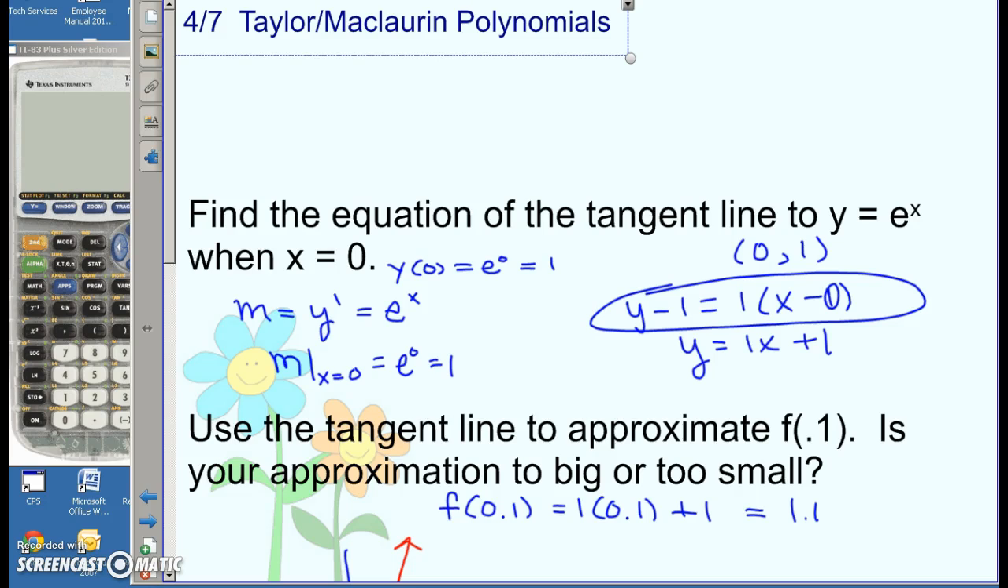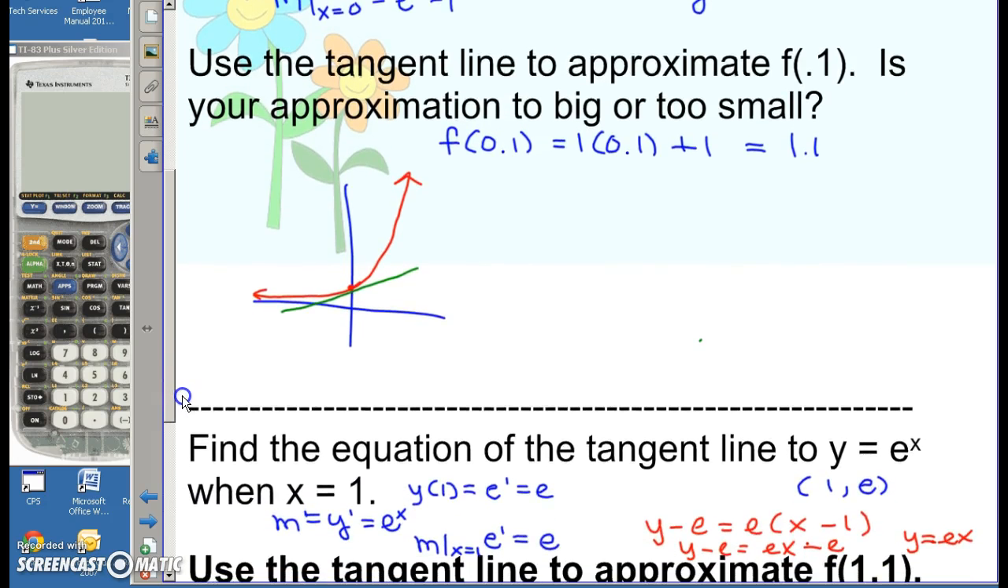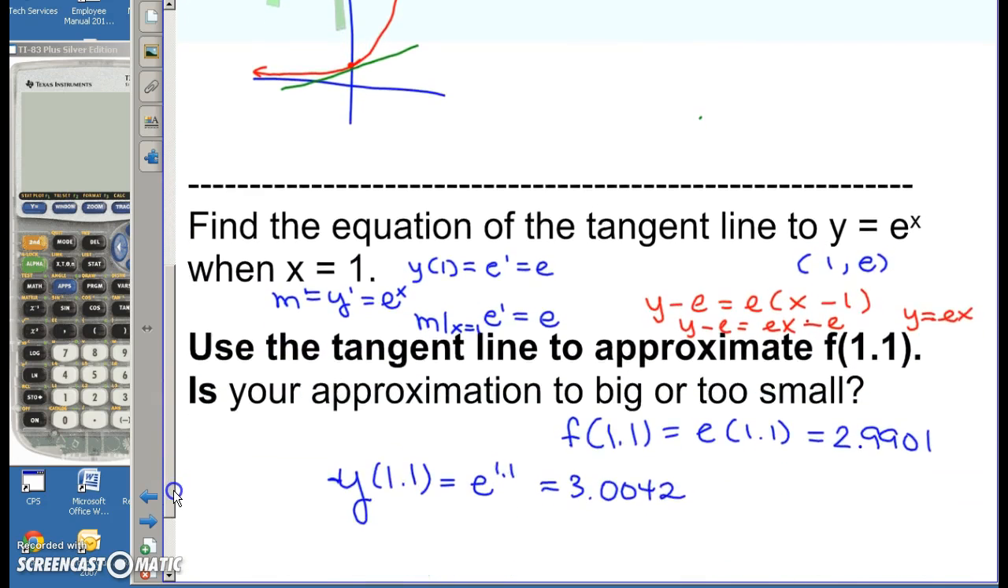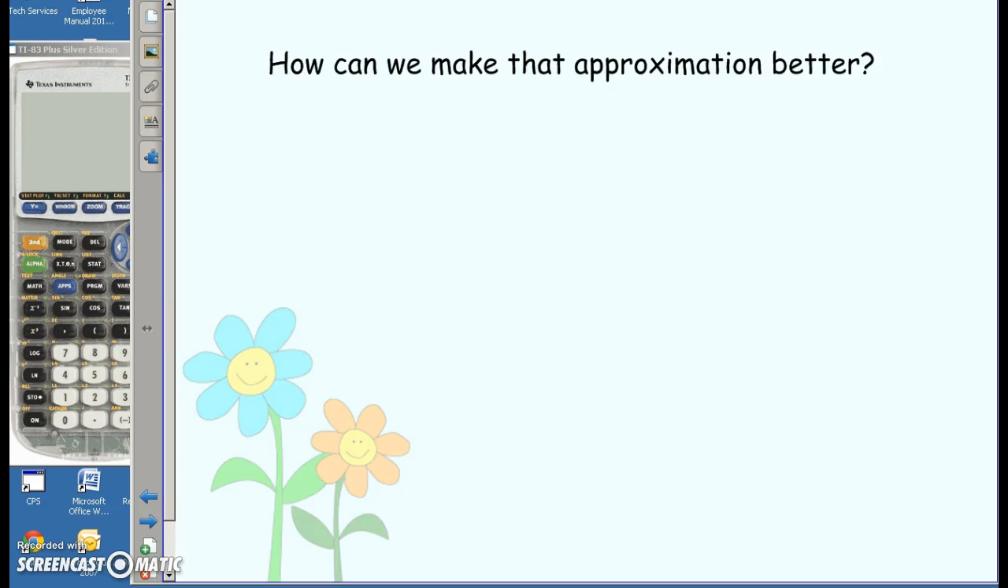So here's the example that we did, finding the tangent line to y equals e to the x, and using that tangent line to approximate a value of a function. So here's our function y equals e to the x, here's our tangent line, and we found a value, and we're able to approximate that f of 0.1 is 1.1. And we did that again, centering it at x equals 1. So it's changing our value because we're changing where we are along the function, y equals e to the x. We can make this a little bit better, and that's our goal. How can we make this approximation better?